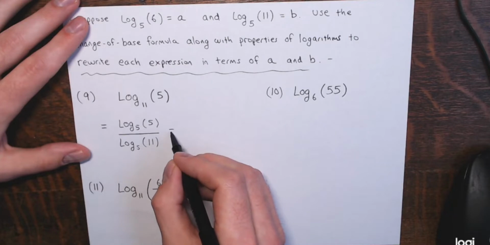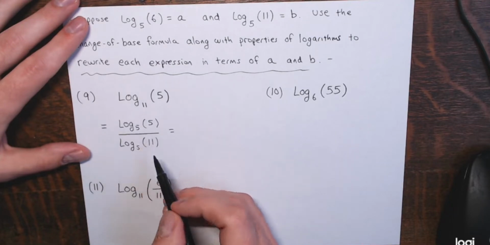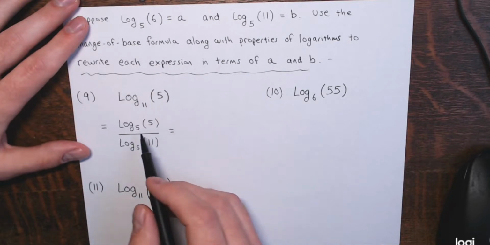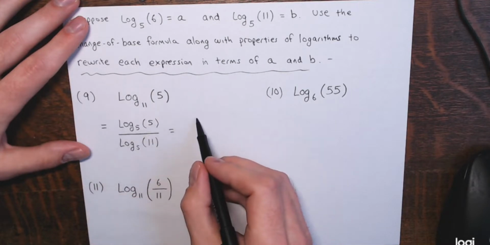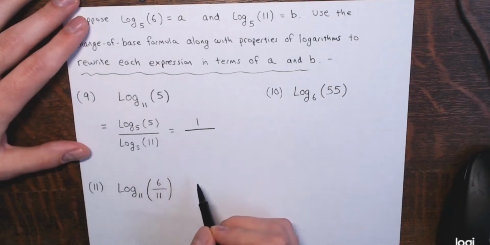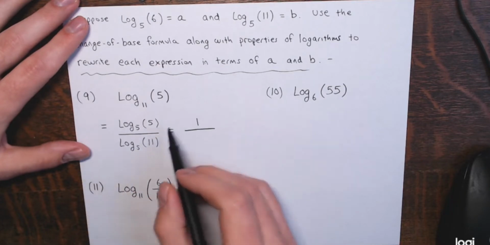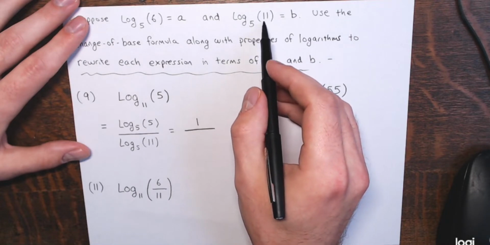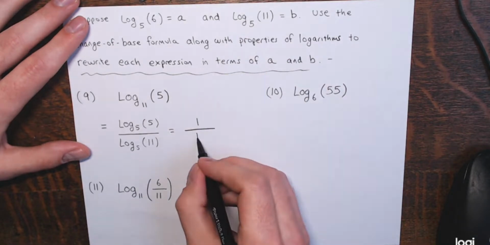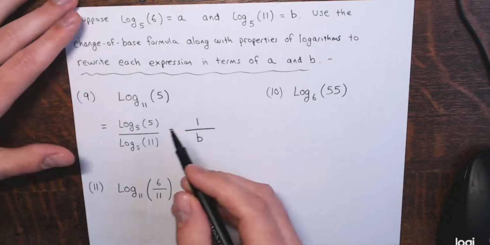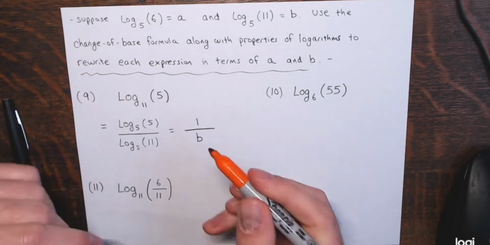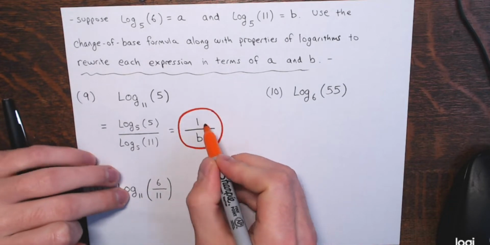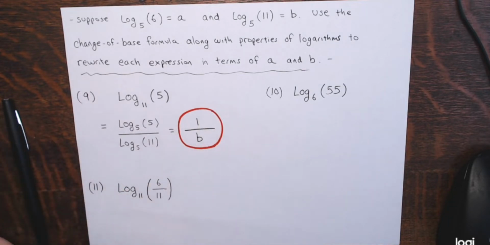And then we simplify it and express it in terms of a and b. Now the log base 5 of 5 is 1, right? 5 to the first power is 5. And then the log base 5 of 11, that's this. Remember, anytime you see the log base 5 of 11, that's going to be the number b. And this is what they're asking us for. Rewrite the expression in terms of a and b. Well, there's an expression in terms of b: 1 divided by b.